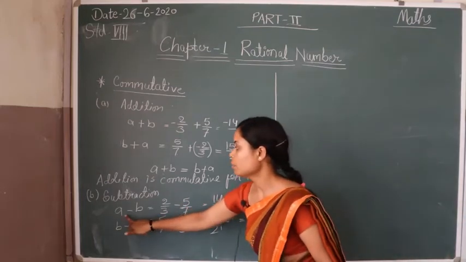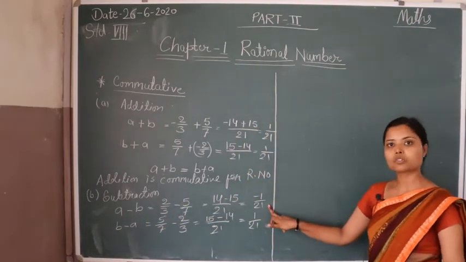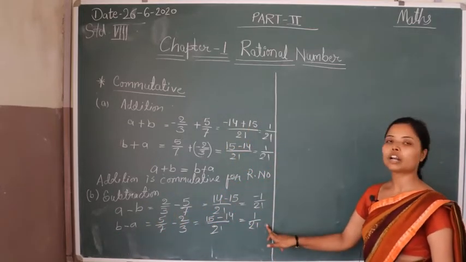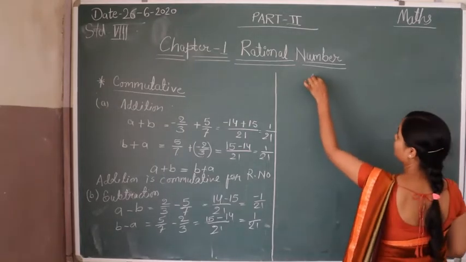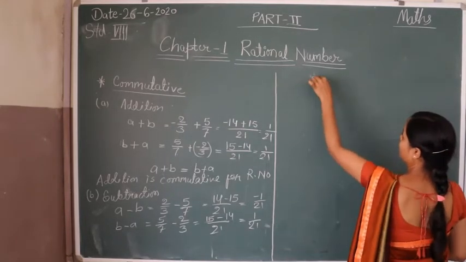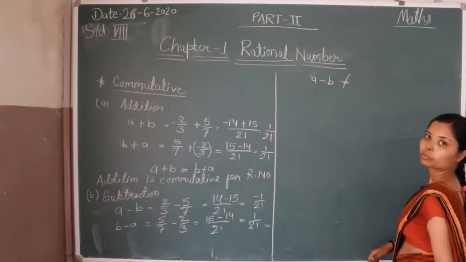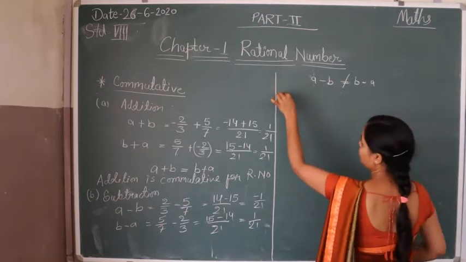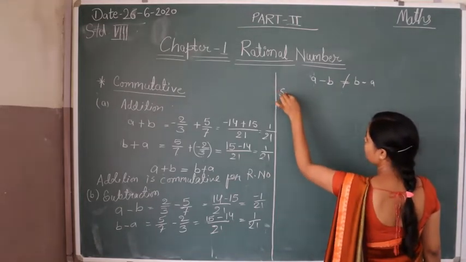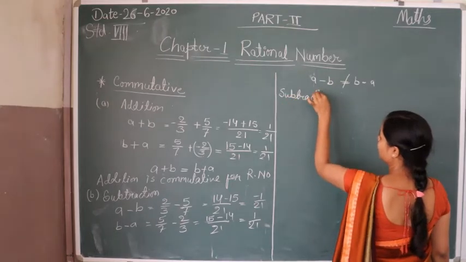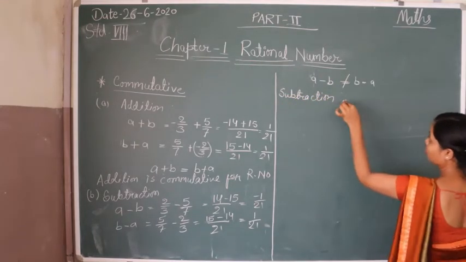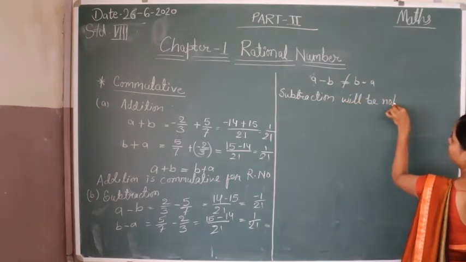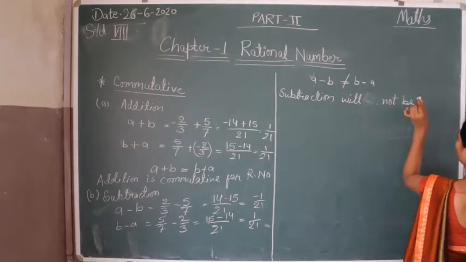Now A minus B is equal to minus 1 by 21 and B minus A is equal to 1 by 21. Both are not same. So we write here A minus B is not equal to B minus A. So what we can say here is subtraction will not be commutative.